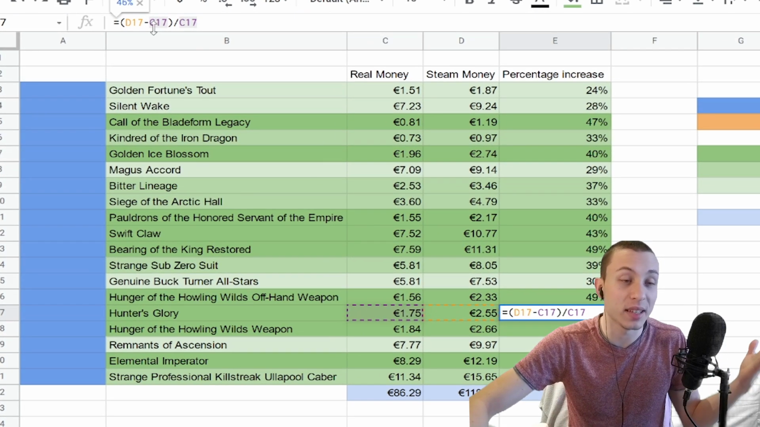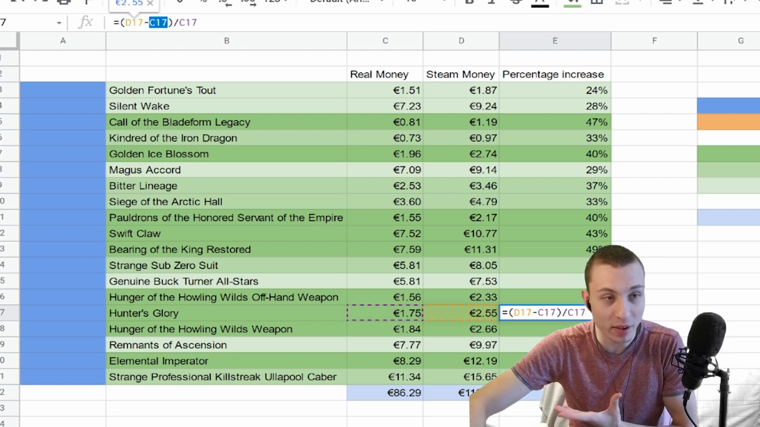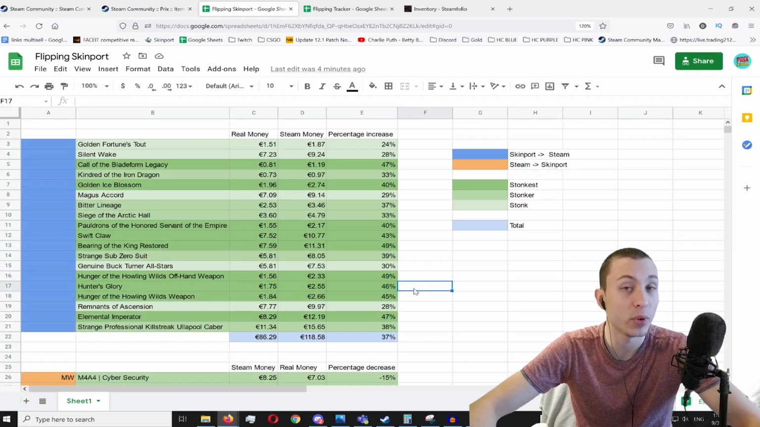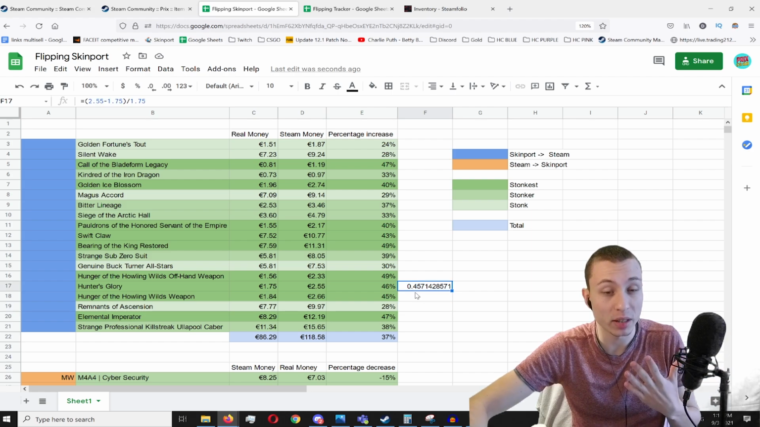And the formula goes like this. We take the amount from the end minus the initial investment, all that in parentheses, divided by the initial investment, and then we get the percentage growth. Actually, if you do this calculation, you're going to get a number like 0.457 and so on. So you're not going to get the percentages right away.